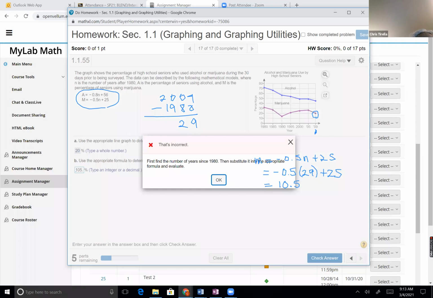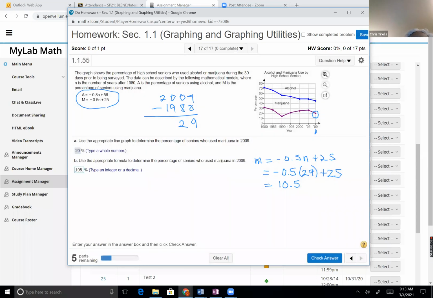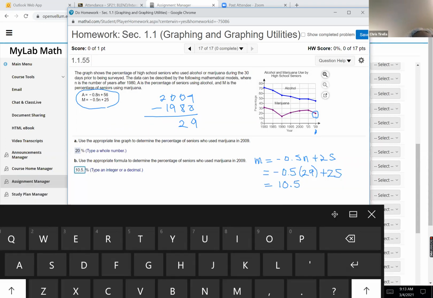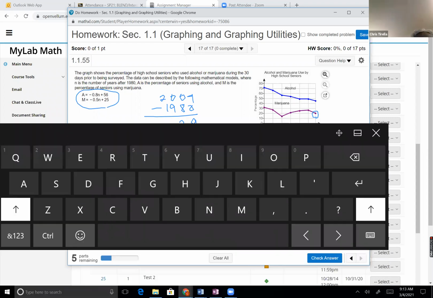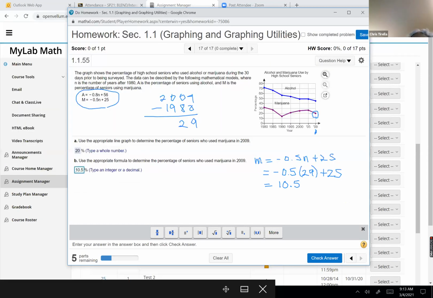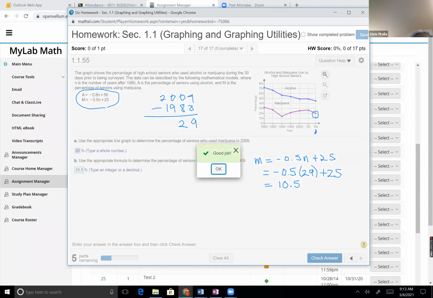What did I do? Oh, I think I just typed it wrong. Did I not put the decimal in? No, I put the decimal behind the 5. There we go. Does that look better? There you go. Yeah, that looks better.